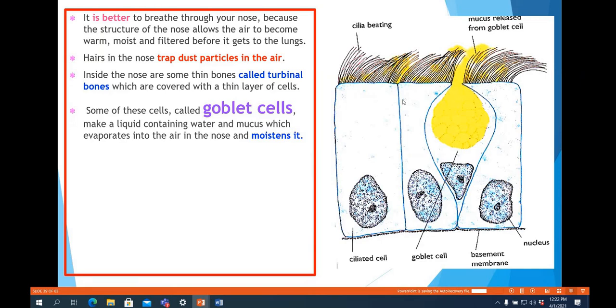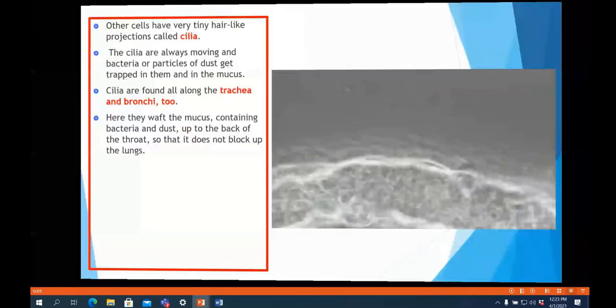So goblet cells are cells that secrete mucus so that they can capture bacteria or outside molecules from entering and invading the body. And the ciliated cells are those which beat around. There are hairs in our nose that prevent dust particles from entering. And the ciliated cells are in our esophagus that trap bacteria and dust particles. Perfect. Very well explained, Sarah. Thank you so much. All right, ladies.